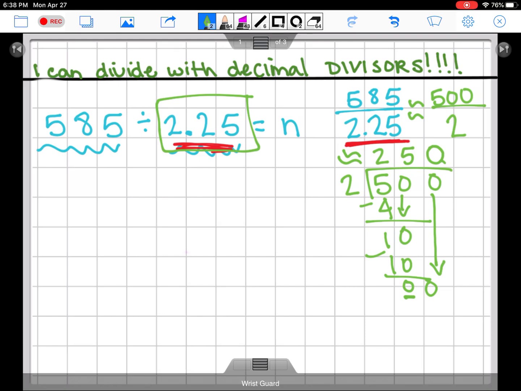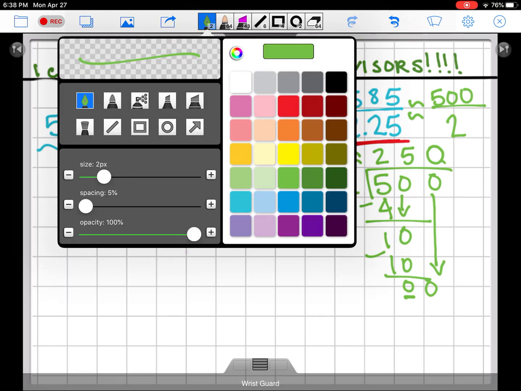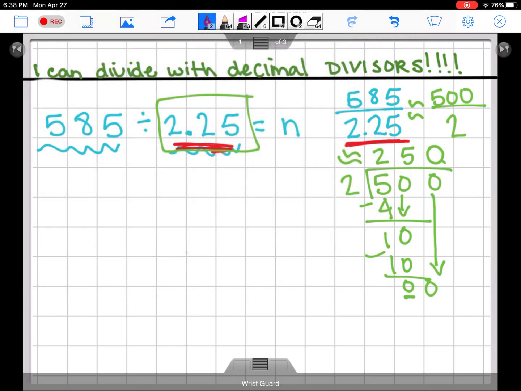So that right away makes my work a lot easier because I need to take this and make an equivalent fraction that does not have a decimal in the divisor. So, 585 over 2 and 25 hundredths. How can I make 2 and 25 hundredths into something that doesn't have a decimal?